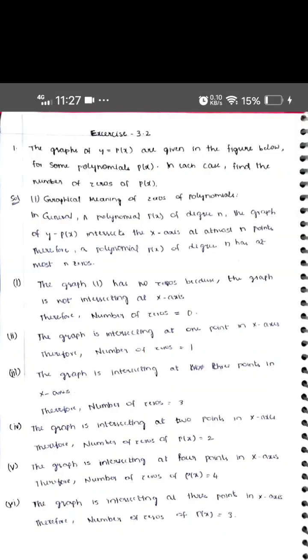For the second one, the graph is intersecting at 1 point on the x-axis. Therefore, the number of zeros is equal to 1. If we check the picture, in the second graph, it is intersecting at only 1 point. So the number of zeros is equal to 1.